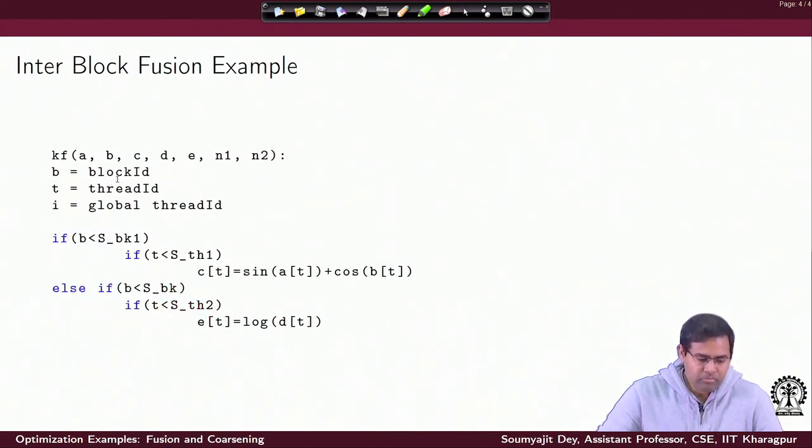Now, when I have this fused kernel, the first thing I will do is figure out the block ID, I will figure out the thread ID, and I will also figure out the global thread ID. Okay.